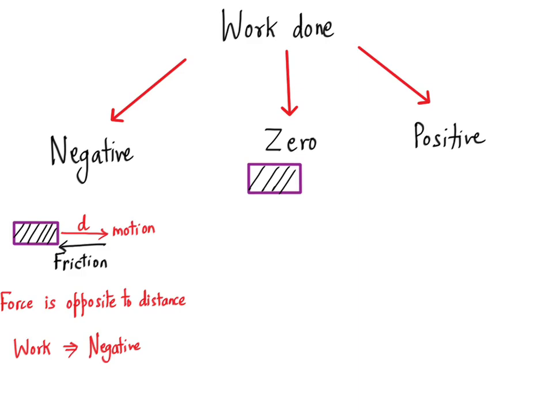Next, let's look at 0 work done. Let's say we have a box, we apply a force, but the object stays at rest. That means the distance covered is 0, so the work done will be equal to 0.